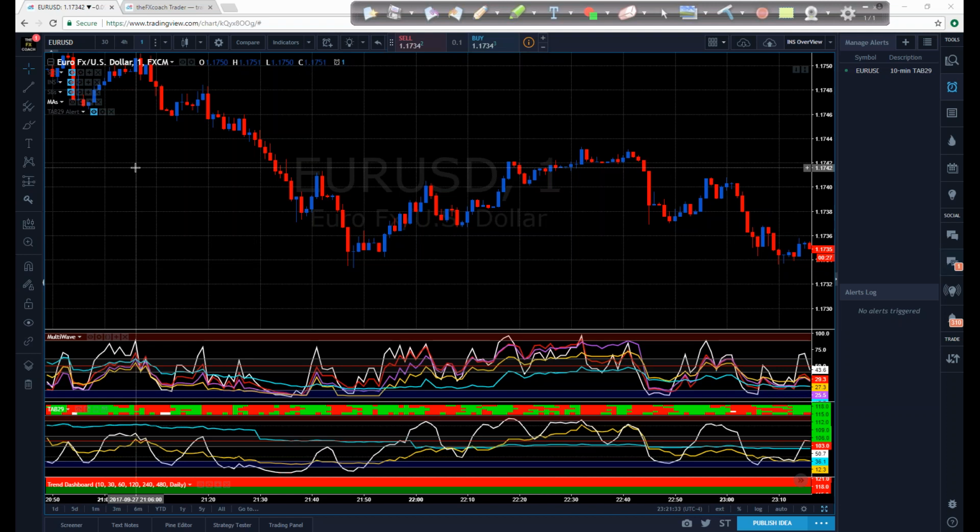In terms of things like the tab 29 alert, that's not going to do anybody any good that doesn't have tab 29. Yeah, they could probably use a 15 pip stop loss and be safe.